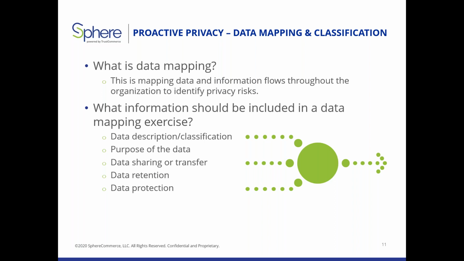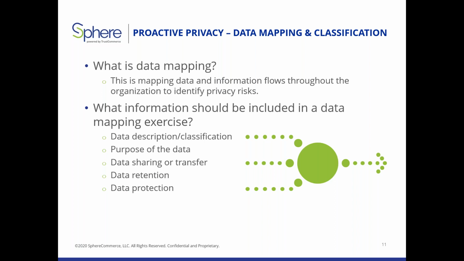Mapping the data and information flows throughout your organization can help you identify privacy risks. And this is something, particularly with smaller companies and companies that aren't highlighted on the radar, companies that think they're not going to get noticed, that often goes undone and can take people by surprise.